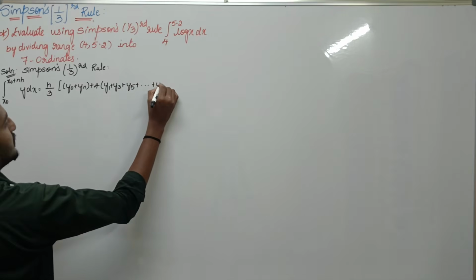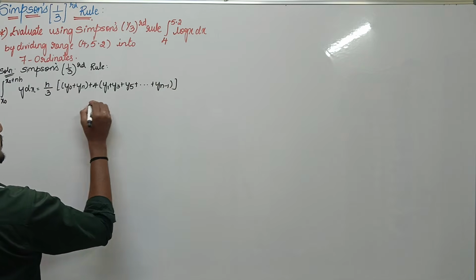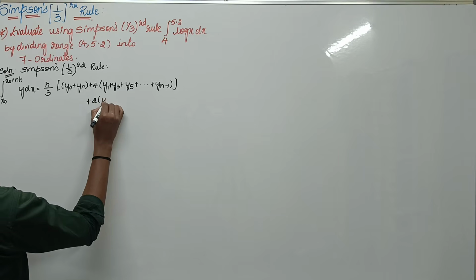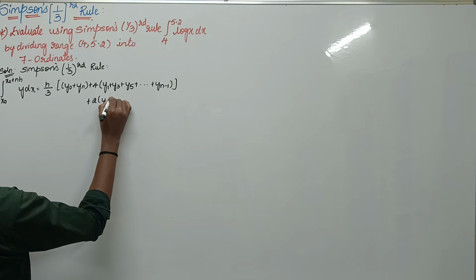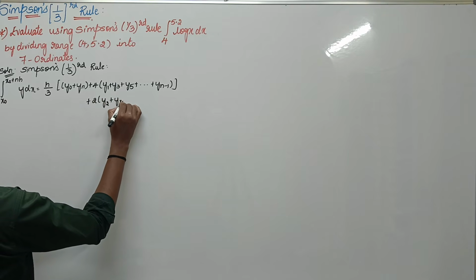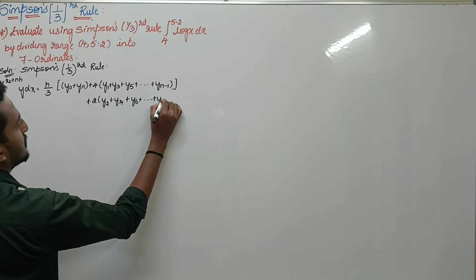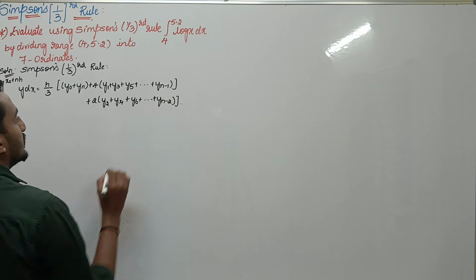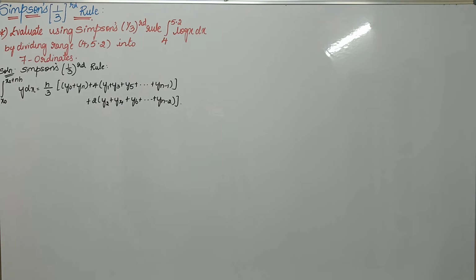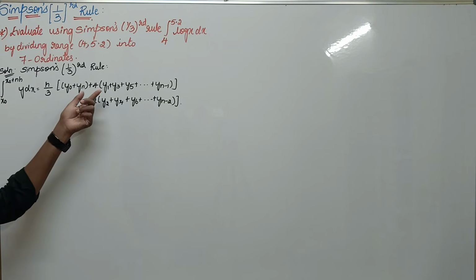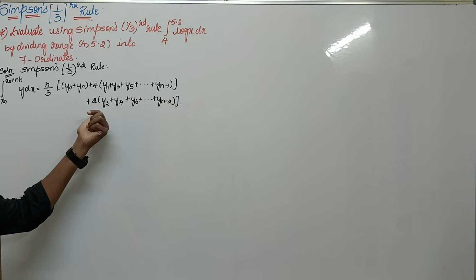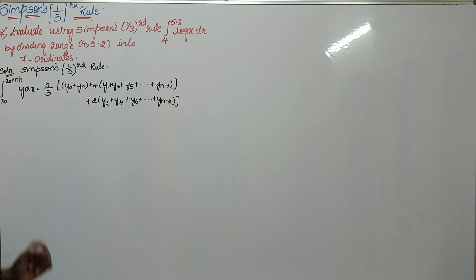up to yn minus 1, plus 2 into, now we are going to represent the even terms, y2 plus y4 plus y6 etc. up to yn minus 2. See, this is the standard representation of the Simpson's 1/3 rule formula. What we are going to do? We are going to represent h by 3, y0 plus yn, 4 into odd terms and 2 into even terms. This is the standard formula.